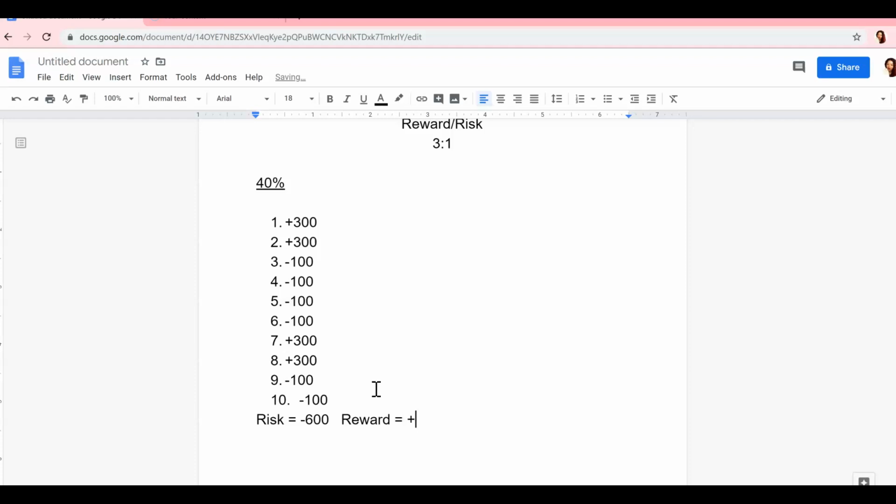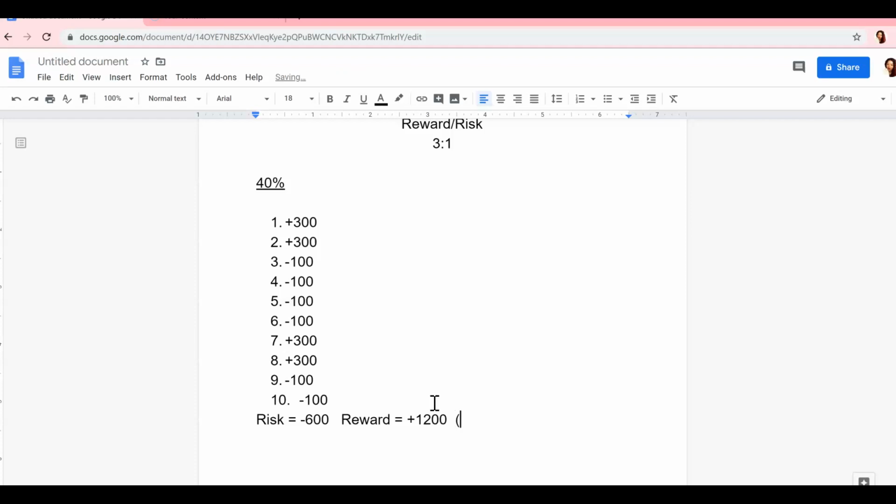So we're going to say plus. So I got $300 here. 300, that's 600. That's 900. And that's $1,200. So we are up $1,200. Woohoo! Only with a 40% chance, we are still up. Right now, we are up $1,200.